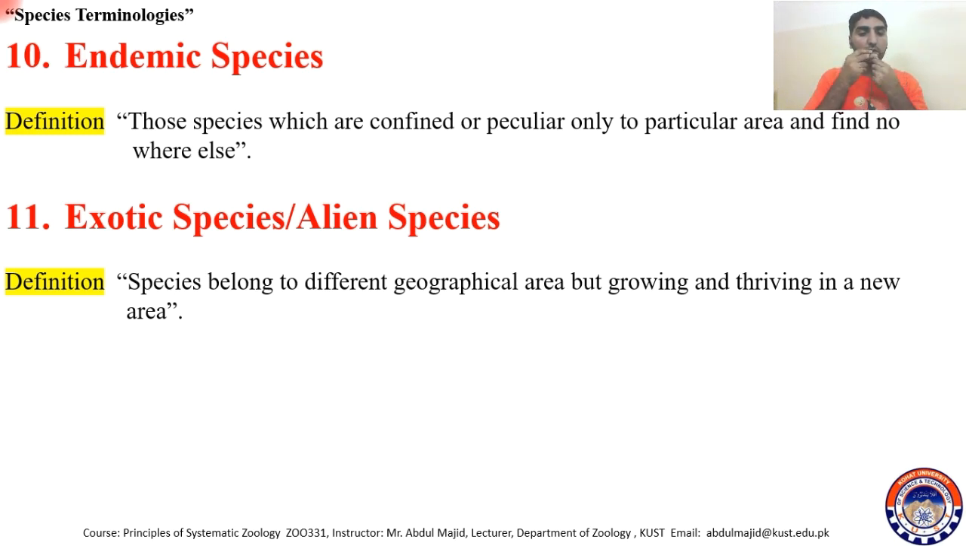The silver carp, Hypophthalmichthys molitrix, is exotic in Pakistan because it is actually from China. It has been introduced in Pakistan, and in Pakistan it is thriving and growing.